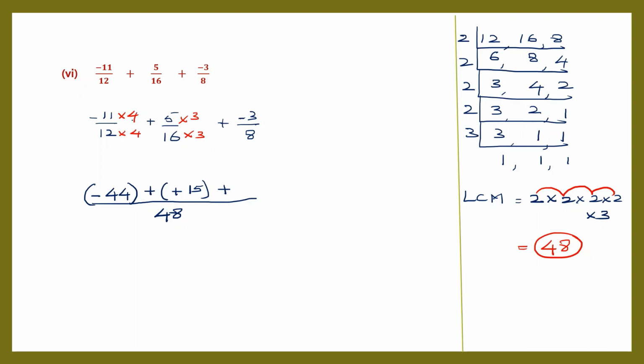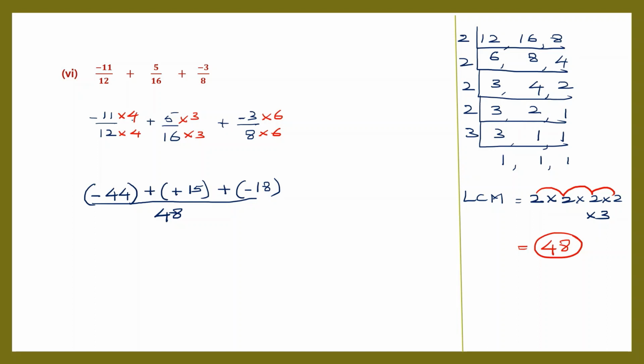Now let's go to the next one. 8 into 6. 8 sixes are 48. So we multiply minus 3 into 6. Minus 3 into 6 is minus 18. 3 sixes are 18. So here we have all these numerators.